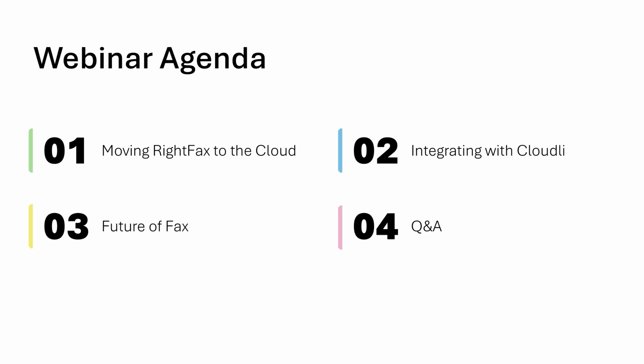Today's webinar will be broken into 4 parts. First, we will talk about moving RightFax to the cloud. We will then discuss using Cloudly and their T38 optimized SIP trunks for your connection to the PSTN. We will then go through some of the exciting new technologies for classifying and capturing data from your faxes, and we will end with a question and answer session.